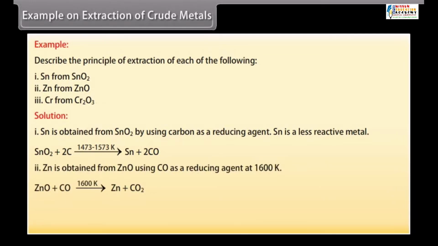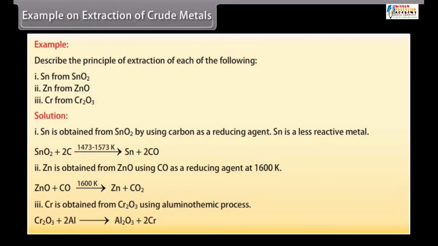Zn is obtained from ZnO using CO as a reducing agent at 1600 Kelvin. Cr is obtained from Cr2O3 using the aluminothermic process.